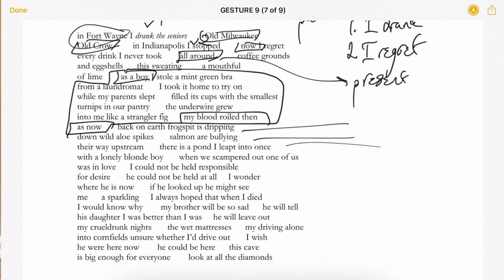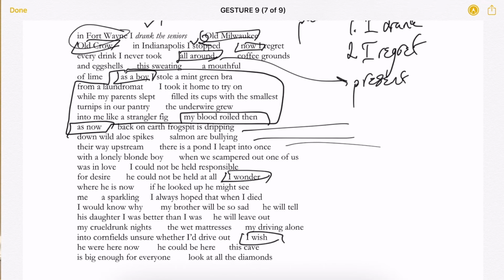If we're looking for a story, we're going to expect some degree of continuity there. I drank the seniors, here's where I started, this is what happened next. But that's not the point of this poem. It's creating these impressions so that it can build upon an emotional or evocative experience. This is a present moment poem. "I wonder" is where we are now. "I wish" is where we are now.